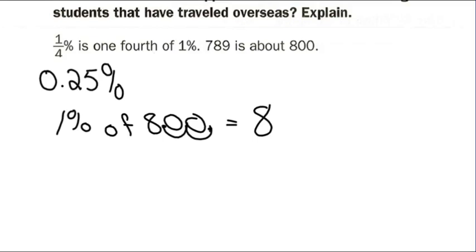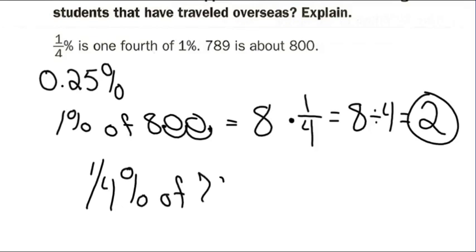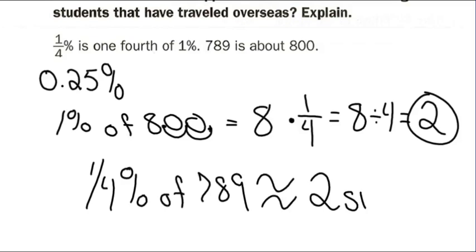Well, we don't want 1%, we want a quarter of a percent. All right, so what we're going to do, since we want 1/4 of that, a quarter of that 1%, we'll just multiply 8 by 1/4, all right, which is the same, as we talked about in class, as doing 8 divided by 4. And 8 divided by 4 is 2. So 1/4 of a percent of 789 is about 2 students.